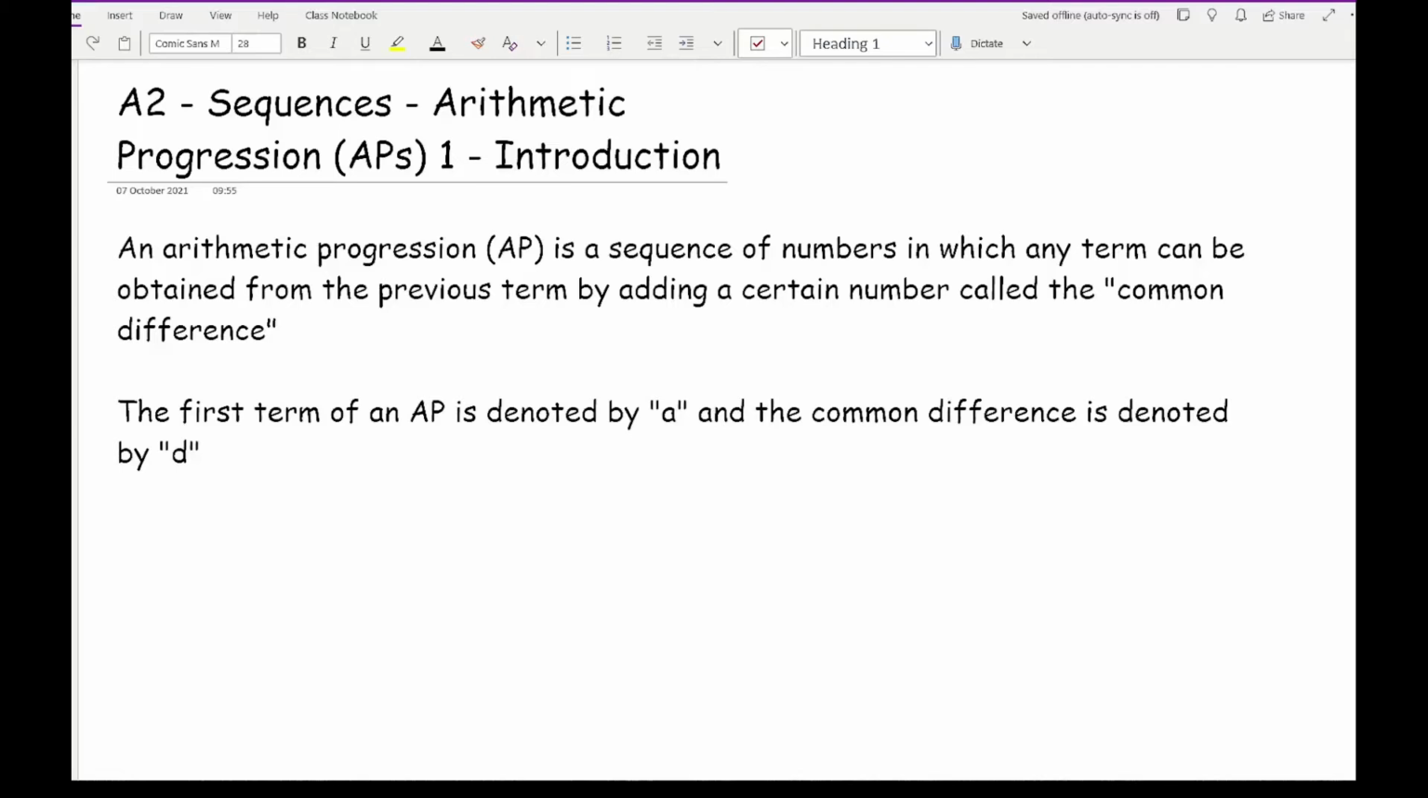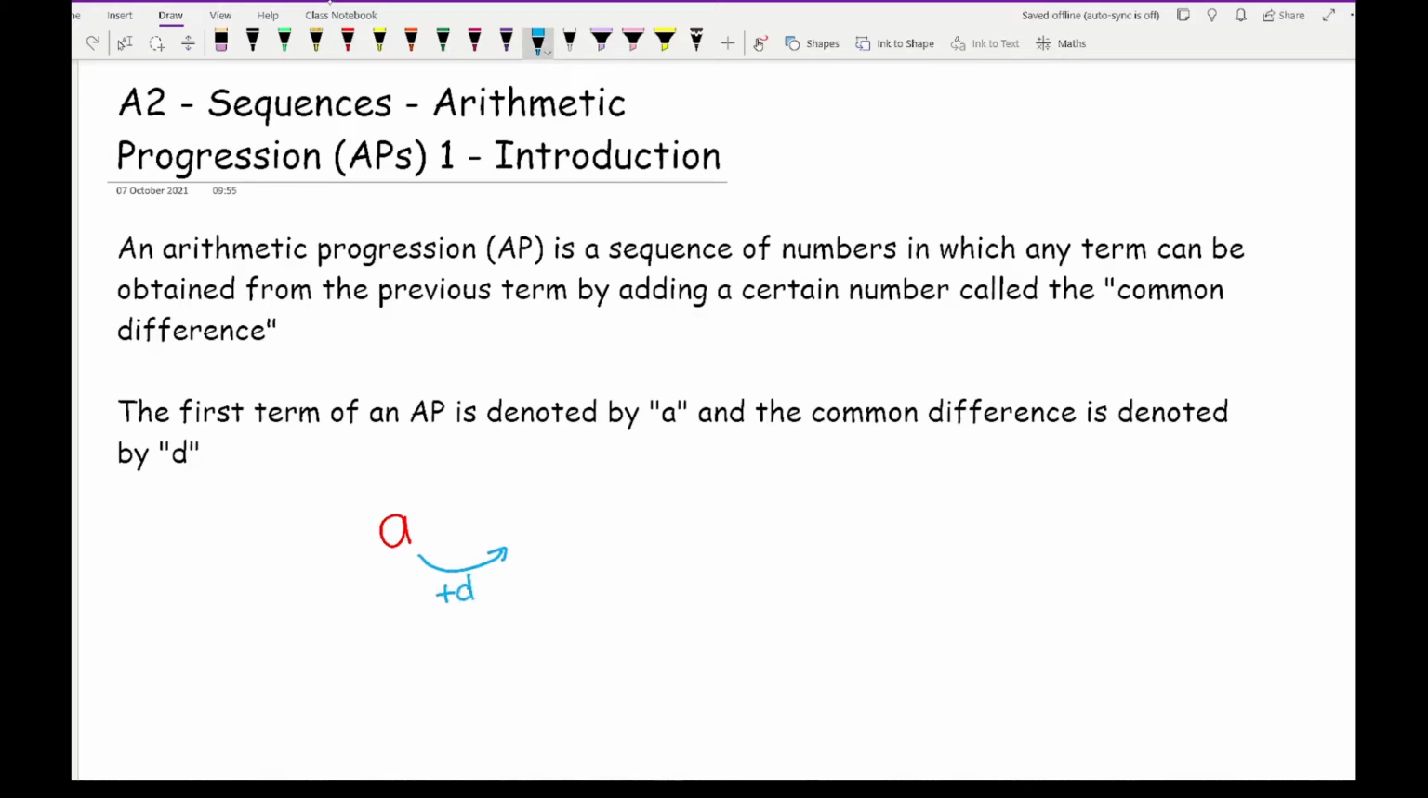can be obtained from the previous term by adding a certain number called the common difference. Now the first term of an AP is denoted as the letter A and the common difference is denoted as the letter D. So if we take an arithmetic sequence, let's just start off with writing A, then our next term, all we're going to be doing is adding D to it. Now D could be positive or negative, it doesn't really matter, so then the next term would therefore be A plus D.